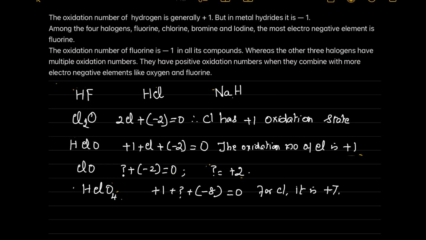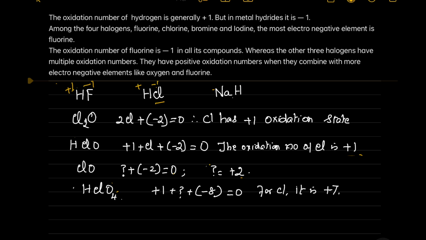The oxidation number of hydrogen is generally +1, but in metal hydrides it is -1. In hydrogen chloride and hydrogen fluoride, chlorine and fluorine are more electronegative than hydrogen. Therefore, they have an oxidation number of -1, and the oxidation number of hydrogen should be +1 here.